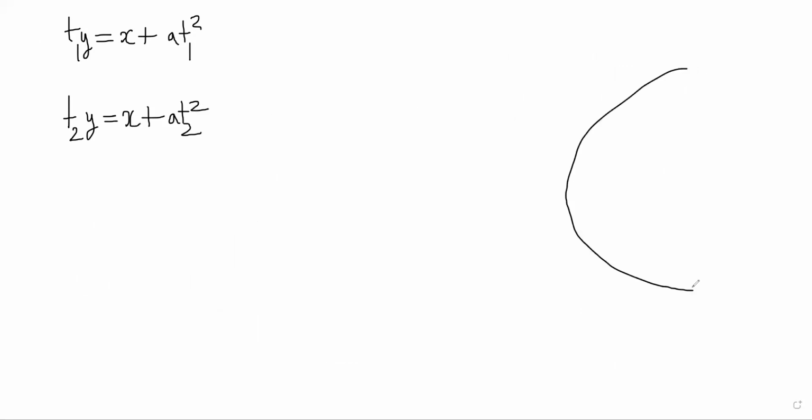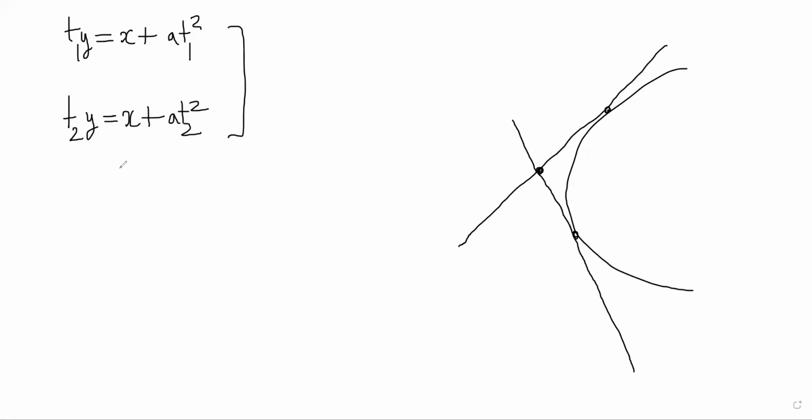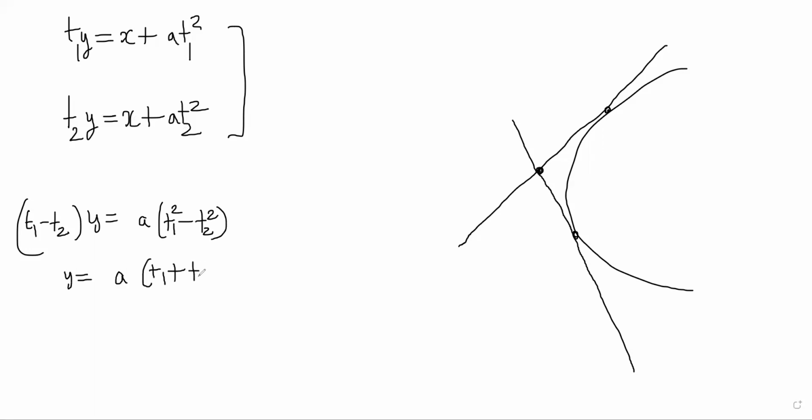Suppose you have one tangent to a parabola, t1y is equal to x plus at1 square, and another tangent to the parabola, t2y is equal to x plus at2 square, right? Now you could have the two tangents intersecting at a point, right? So what is the point of intersection of the tangents? That is what we want to figure out. So obviously you just have to solve these equations. If you subtract, you will get (t1 minus t2)y is equal to a(t1 square minus t2 square), which will be y is equal to a(t1 plus t2), right?